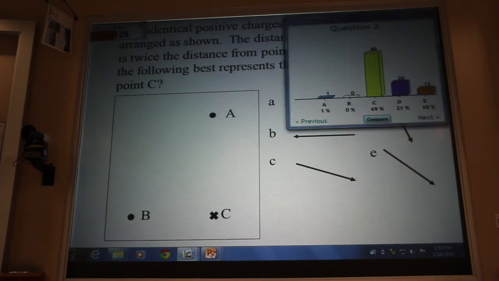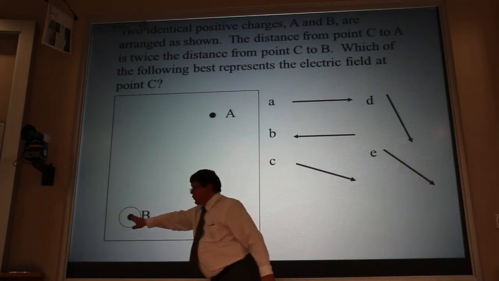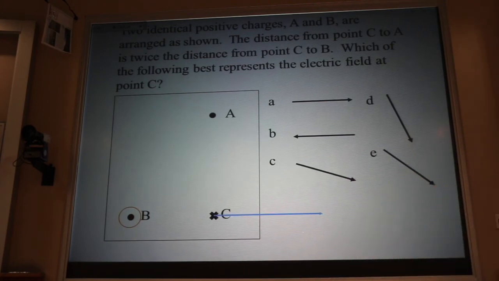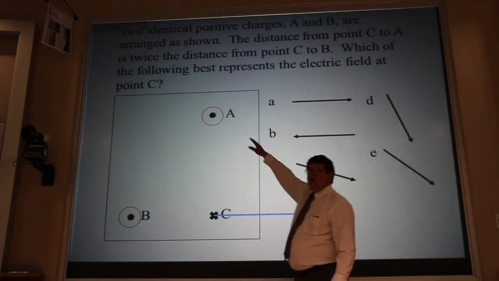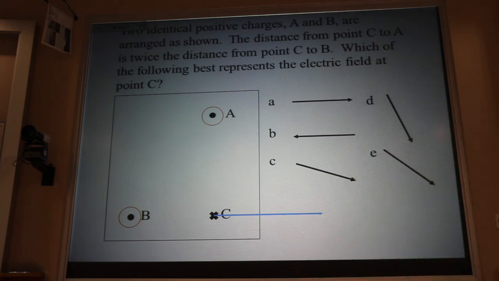The correct answer is C. Now, if we look at the contribution due to this positive source, it will be away from the positive, and I drew it at some arbitrary length. If I look at the contribution due to this positive source, it will be away. And because it's twice as far, the effect will be 1/4 as great. So the electric field will be 1/4 the size of that due to B. The total will be like that, or C.